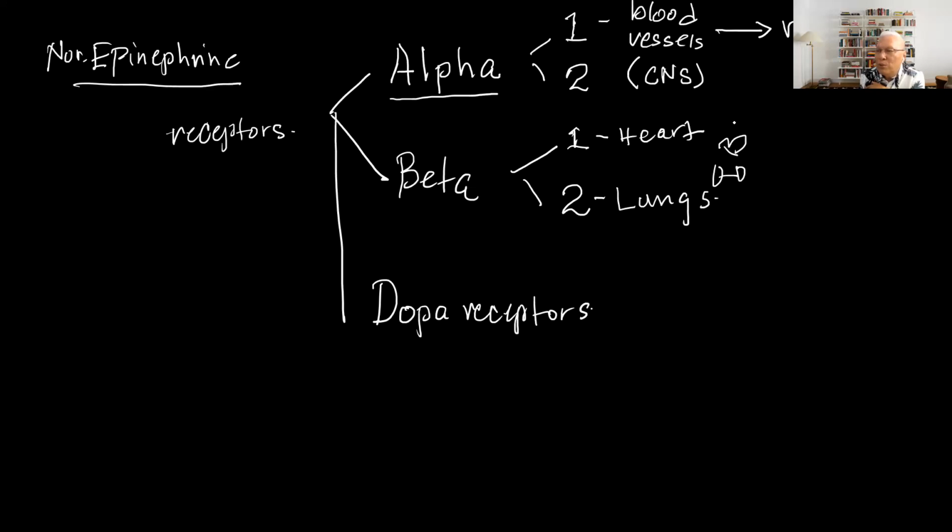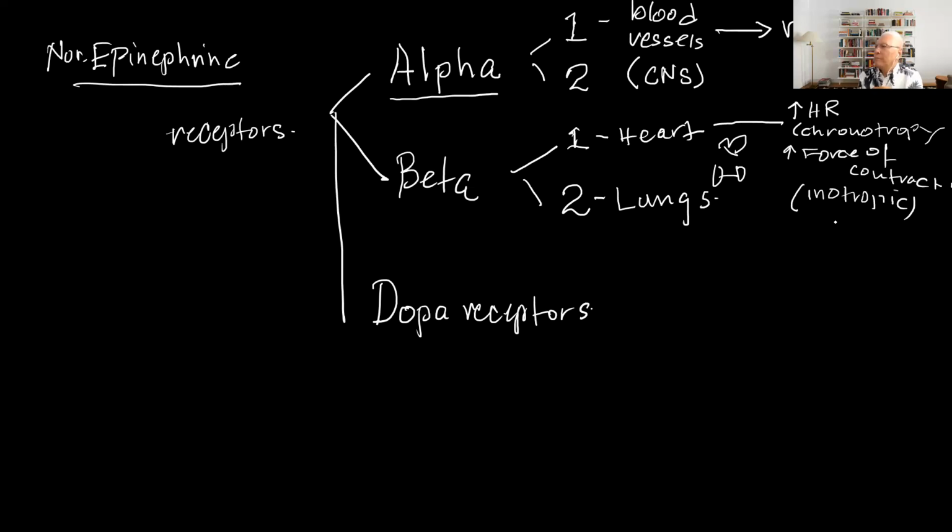So what does epinephrine do in the heart? Well, it does several things. One is it increases heart rate, and this is what's called chronotropy, or positive chronotropic effect. The other action is that it increases the force of contraction, and this is known as the positive inotropic effect. All right. And in the lungs, its action is it causes bronchodilation.